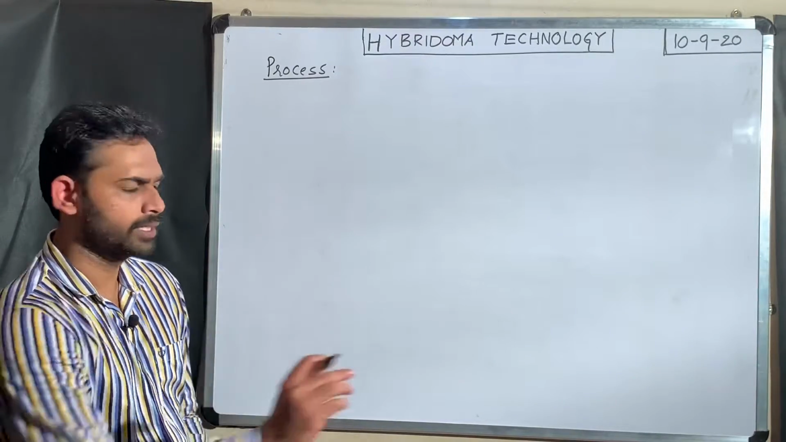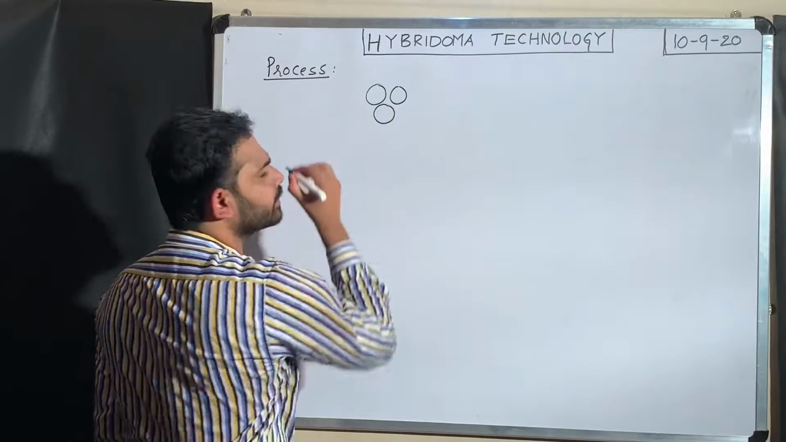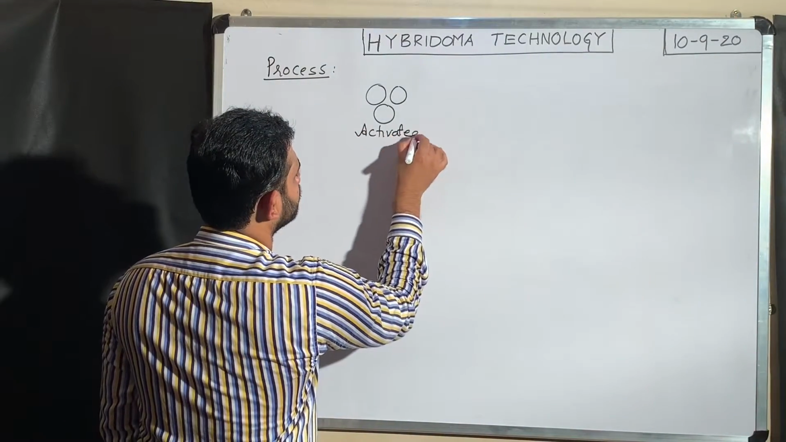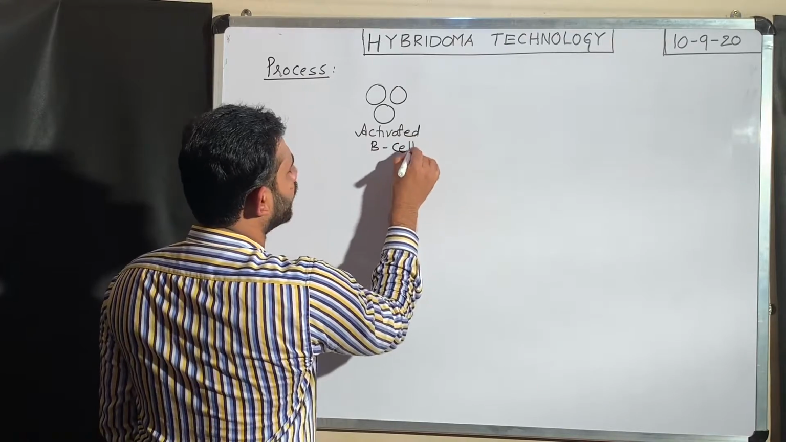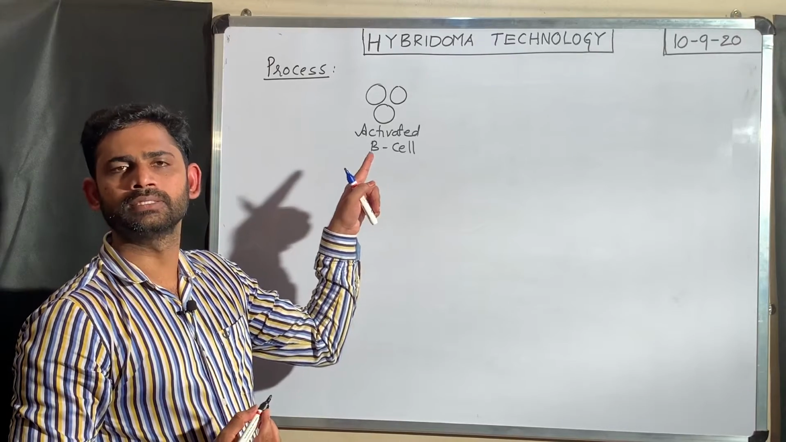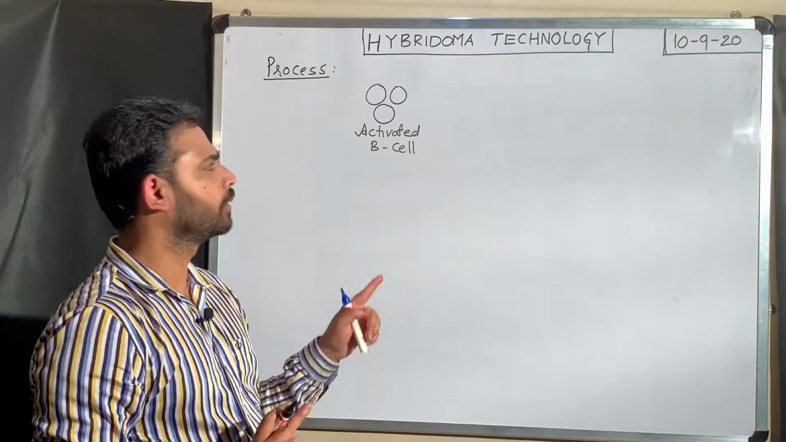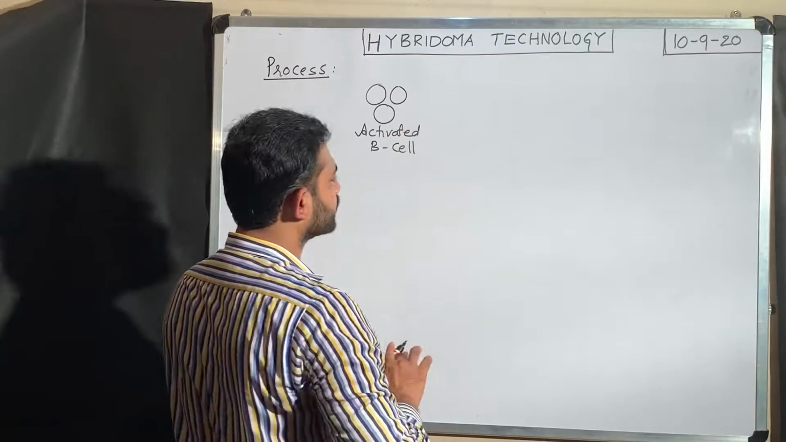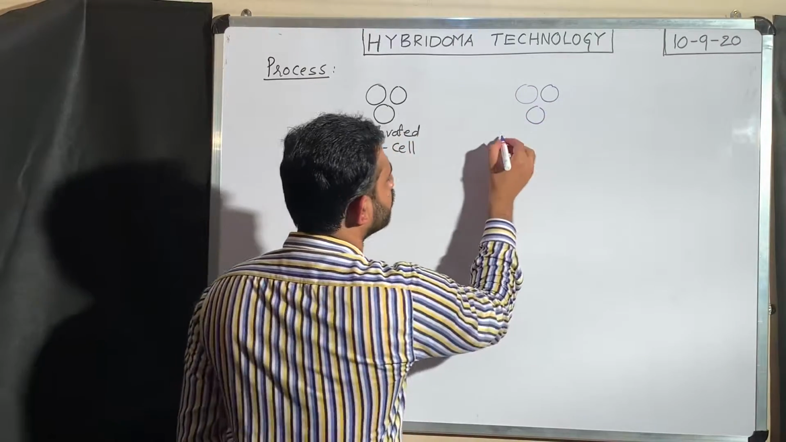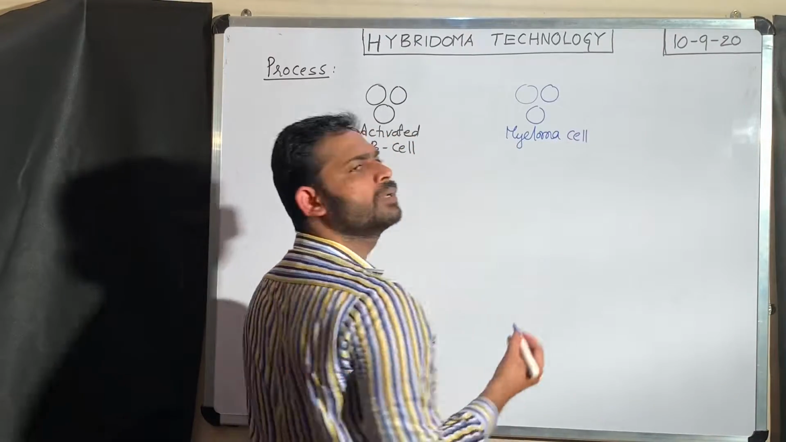That's very simple. In this process, we have to take these activated B cells. You can call them activated B lymphocytes. This B lymphocyte is activated with a desired antigen. Okay. Now the next one is these myeloma cells. What did I say? These are double mutant myeloma cells.